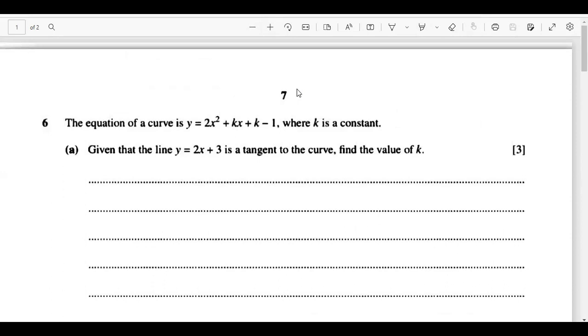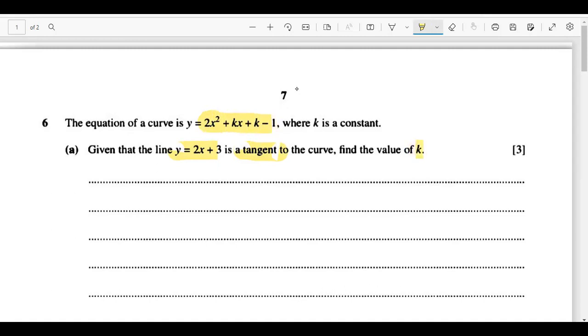So the statement says the equation of a curve is y equals 2x squared plus kx plus k minus 1, where k is a constant. So this is a quadratic curve. That's obvious because the power of x is 2. Given that the line y equals 2x plus 3 is a tangent to the curve, find the value of k. We know these types of questions. Now the condition is given: this line is tangent to this curve. This is known, and you need to find the value of k.